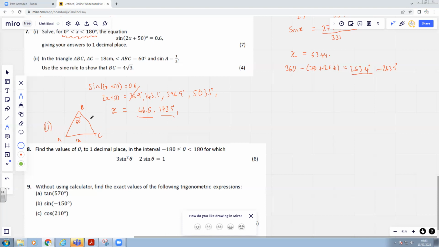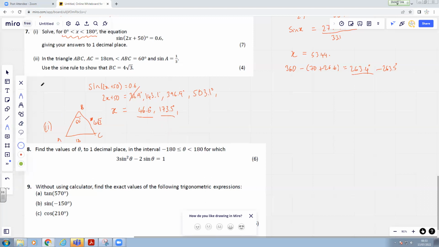Now, I want to find this, or I'm going to label this. Sorry, BC is 4 root 3. And so what I can say is sine A over 4 root 3. I'm just using sine rule because I'm doing as I'm told, like a good person. Sine A over 4 root 3 equals sine B over 18, but sine B is sine 60, sorry, over 18. And now I can find sine, oh sorry, and I'm trying to show that that's 4 root 3. I apologize, can I start again?